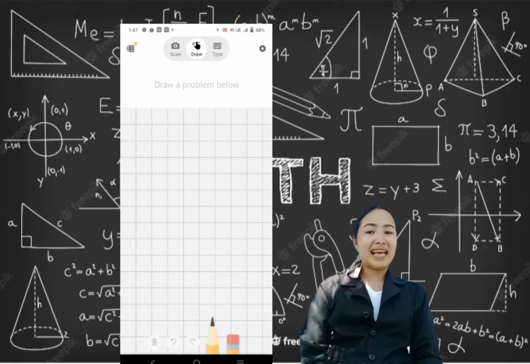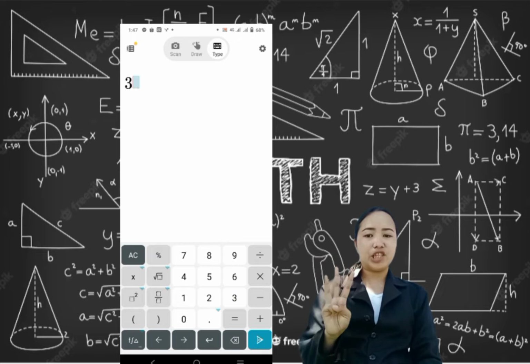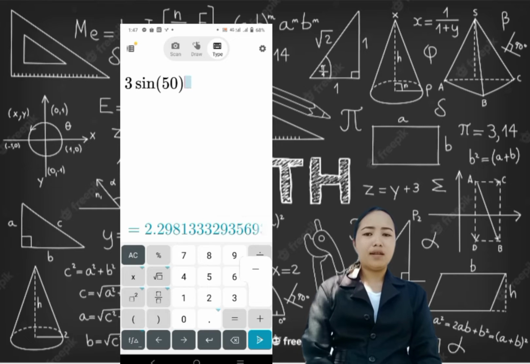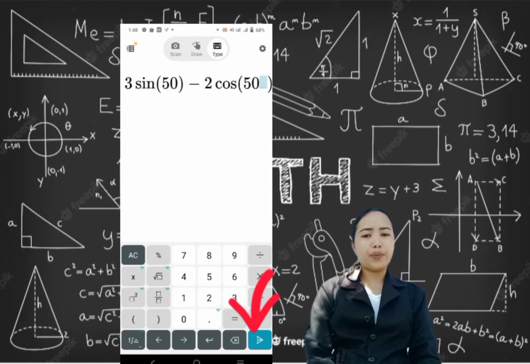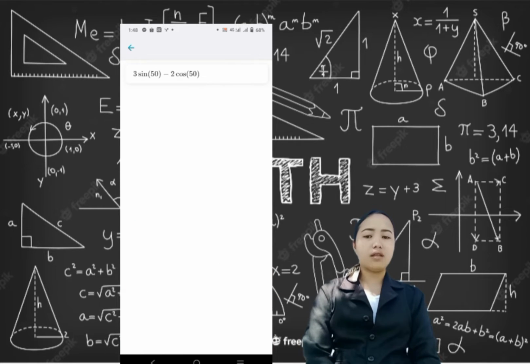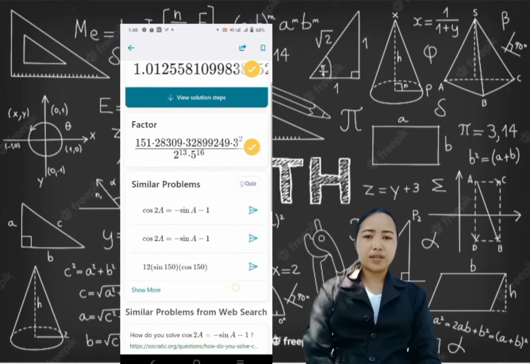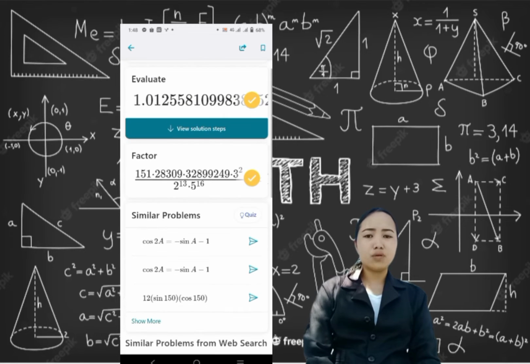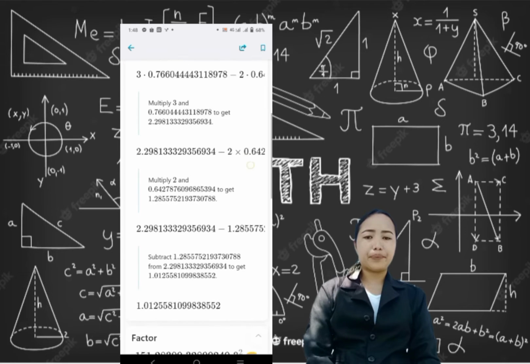Let's have another and last example in trigonometry. This time we are going to choose the third option, which is the type option, so we are going to type our math problem. For example, 3 sine 50 minus 2 cosine 50. Same process, we are going to click the blue arrow button. By clicking this, we can see the solutions, similar problems, relevant videos, and others. Going back to the top, to view the steps for each solution, we click this, and again we view the steps of the solutions.